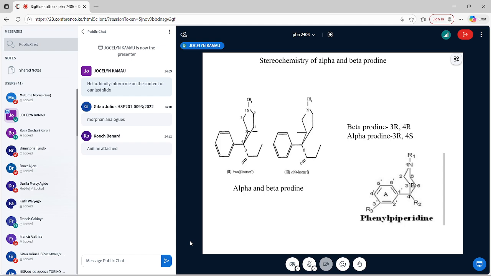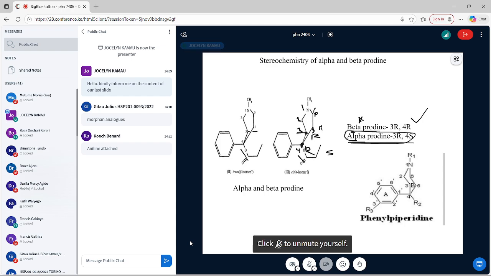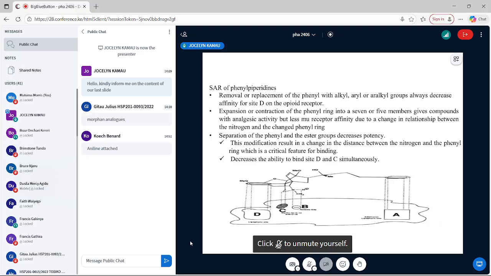That finishes, I think. Oh, removal or replacement. So we are still continuing on with the phenylpiperidines. So we are also saying removal or replacement. We say the phenyl ring is a must.